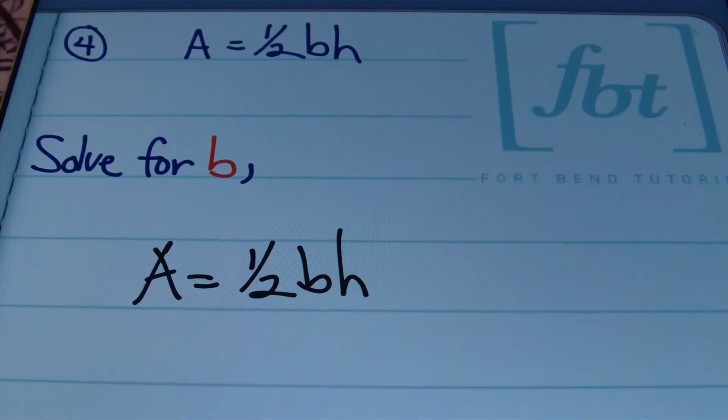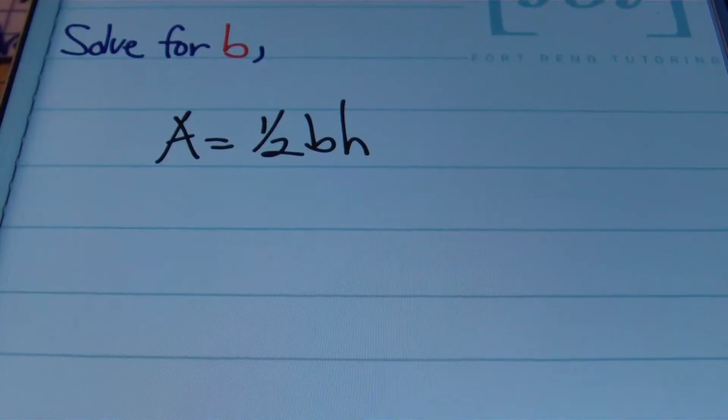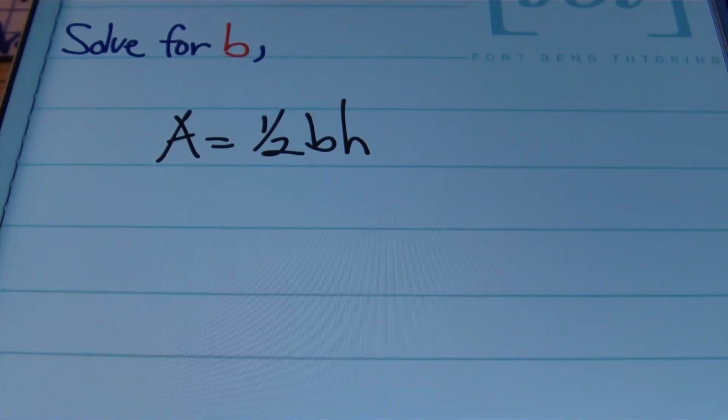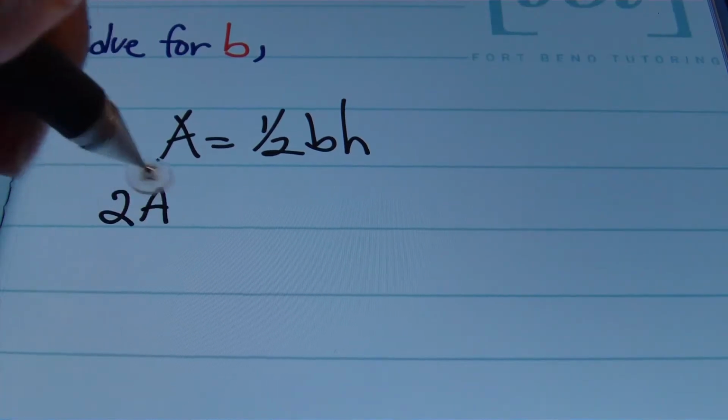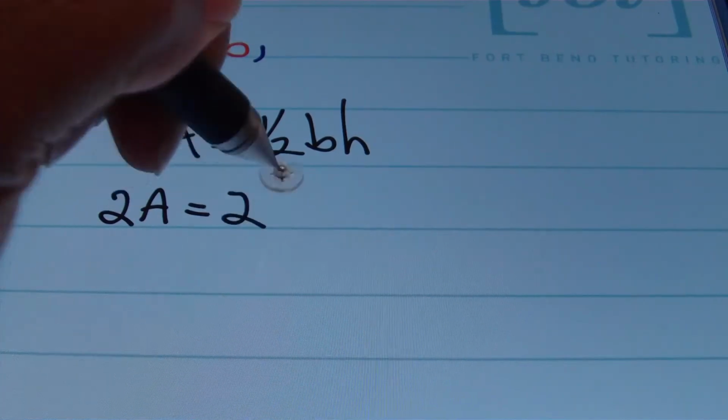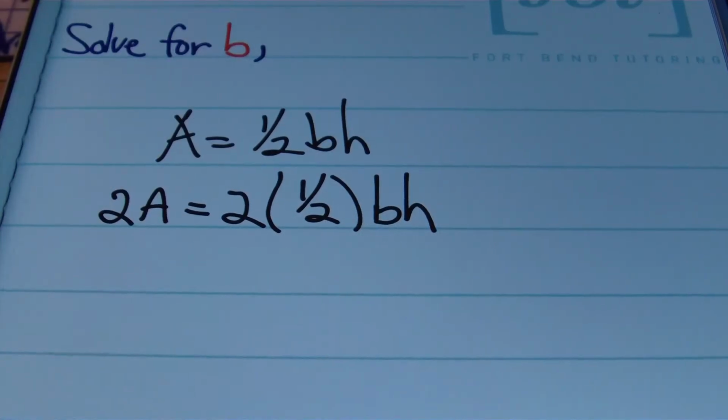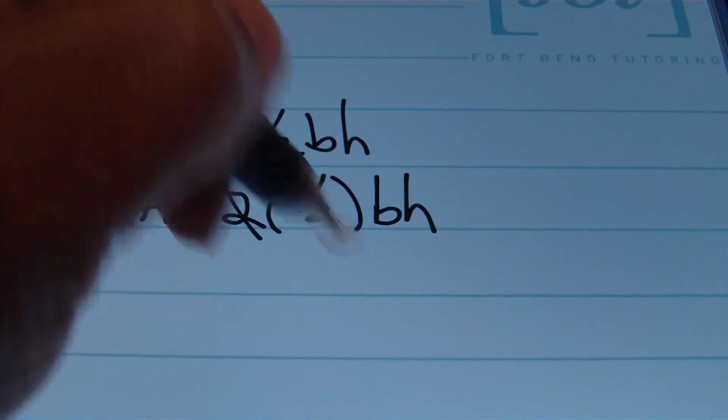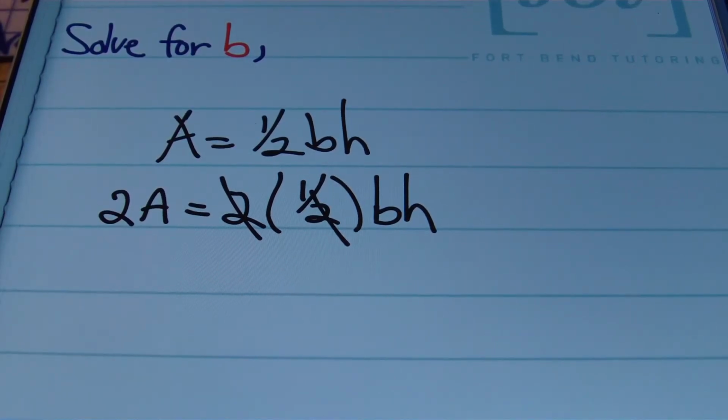So one way I can always do that is by multiplying both sides of the equal sign. In other words, multiplying every single term by the common denominator of 2. So I'll rewrite this as 2 times capital A equals 2 times 1/2 times BH. All right. From there, I'm going to cancel out the 2's on the right side. That's right, they're gone. They simplify to 1, so they're no longer needed.